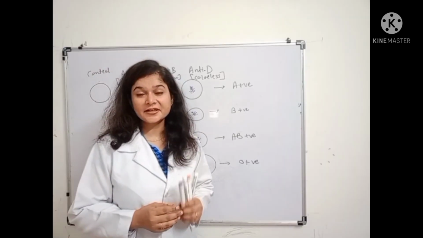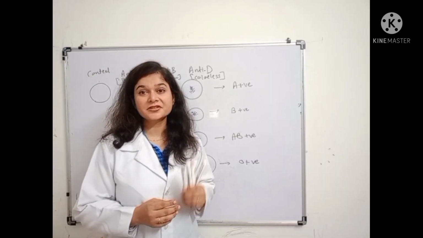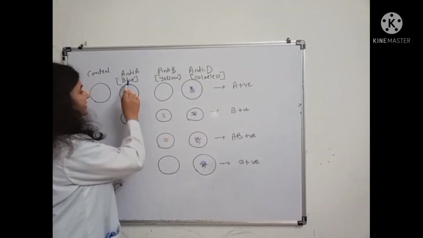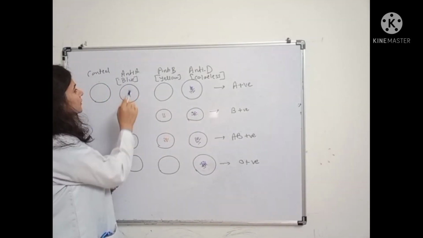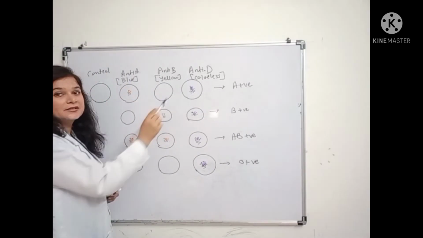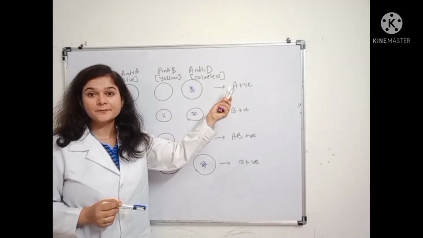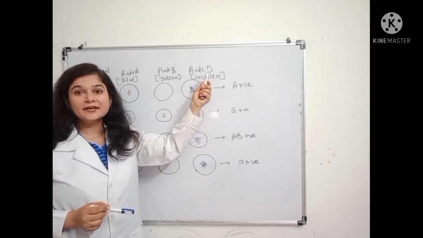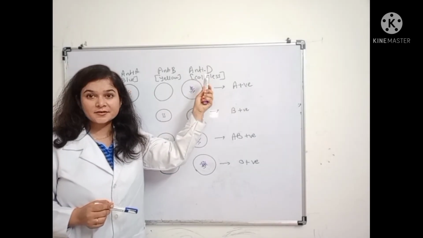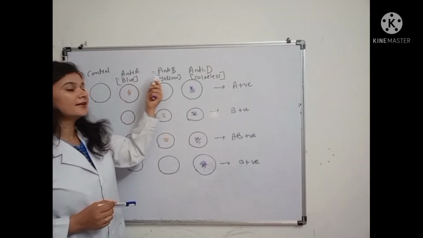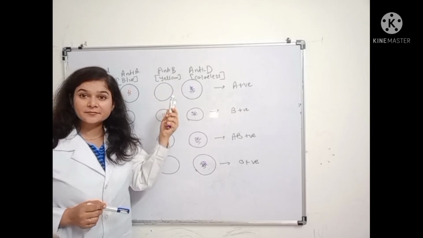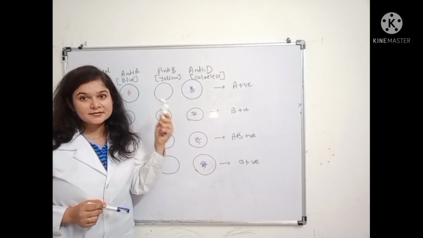So for the determination of the blood group, suppose your observation is like this: there is agglutination in the anti-sera A and agglutination in the anti-sera D. That means your blood group is A positive, right? Anti-D is for the determination of the Rh blood group system, and the anti-sera A and the anti-sera B are for the determination of the ABO blood group system.